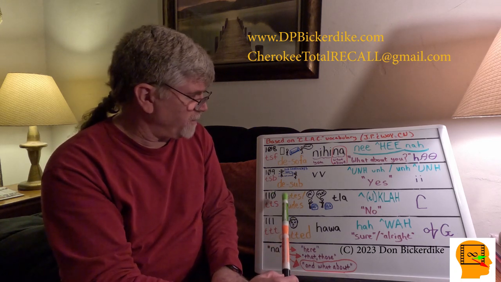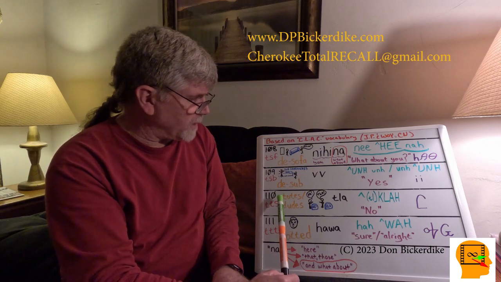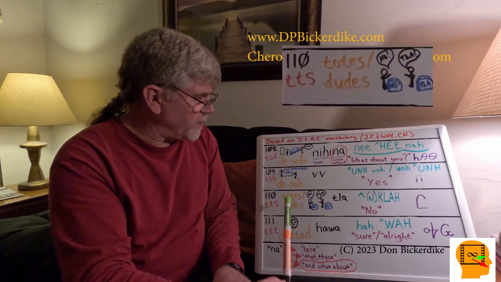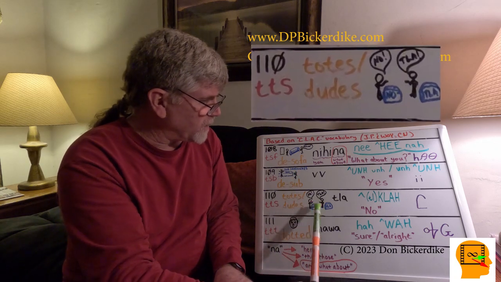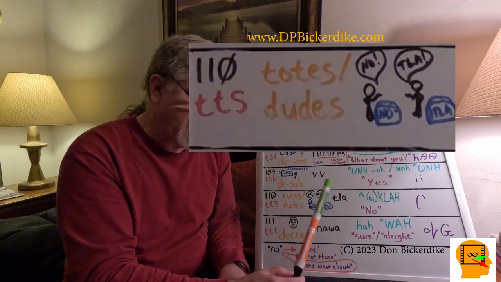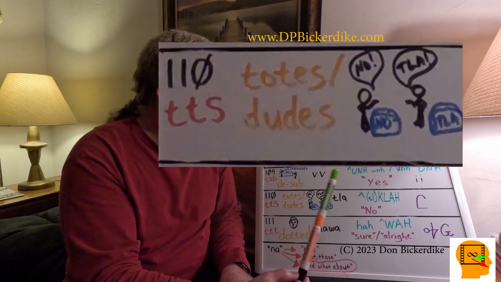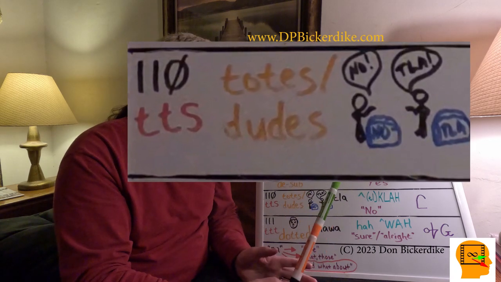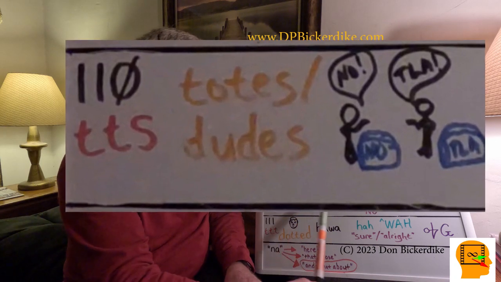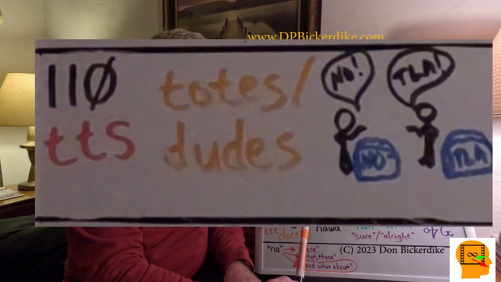Now I think of converting this into totes or dudes. It could go either one, but I like to think of two dudes with totes. One says no, one says tla. And I think of that movie, Dude, Where's My Car? Where they're looking at the different tattoos on each other's upper backs. And in this case, I think one saying no and the other saying tla.